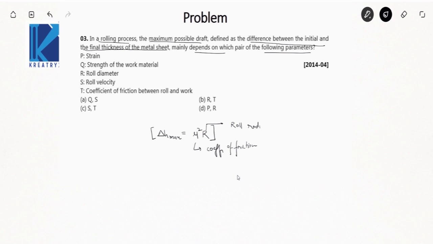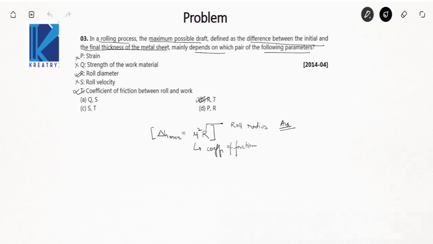roll radius. So now looking at the options, does it depend on strain? No, it doesn't depend on strain. Strength of work material? No, it doesn't depend on strength of the work material. Roll diameter, or we can say roll radius? Yes, it depends on this. Roll velocity? No, it doesn't depend on roll velocity. Coefficient of friction between roll and work? Yes, it depends on that. So it depends on r and mu. Now looking at the options, we see that option b is correct, so that is the answer.